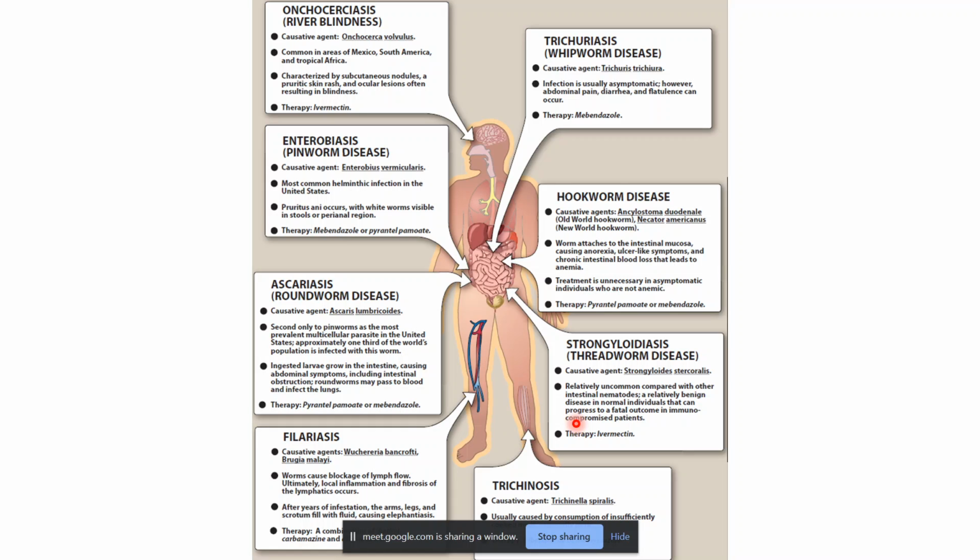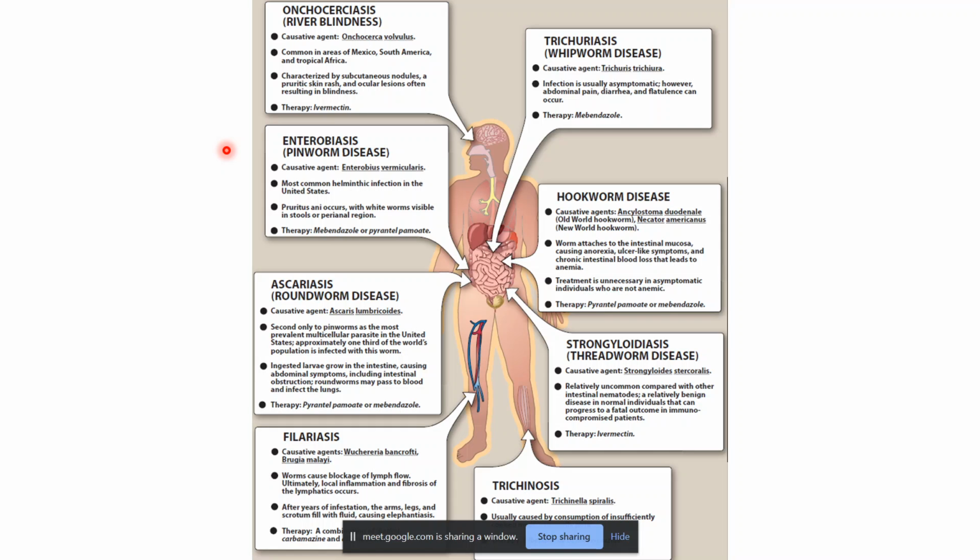Then the nematodes are roundworms that are elongated, and they have a digestive system, and they usually infect the intestine and also can go to the blood and different tissues. The main diseases are listed on this slide.